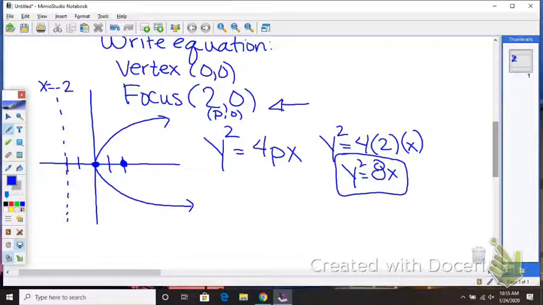Because your parabola always opens towards your focus. So if your focus is up here, it's going to be opening up. If your focus is down here, it's going to be opening down. And if it's on the left-hand side, it's going to be opening to the left.